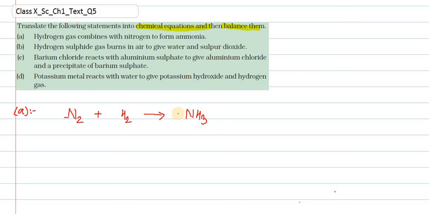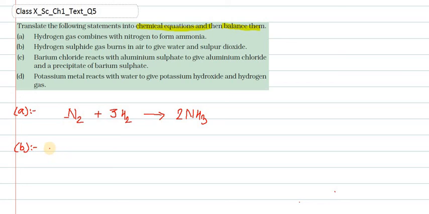So if we balance the nitrogen, it will become 2NH3. So if we write 2NH3, then hydrogen becomes 6 hydrogen. So let's put 3 this side. Now let's count the number of atoms again. So there are 2 nitrogens in the left hand side, 2 nitrogens in the right hand side. There are 6 hydrogen in the left hand side and 6 hydrogen in the right hand side. Therefore this equation is balanced.